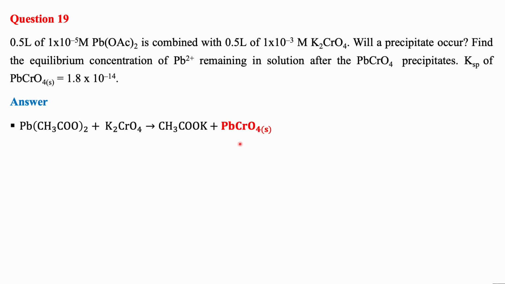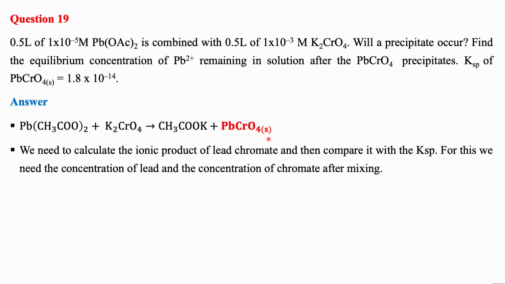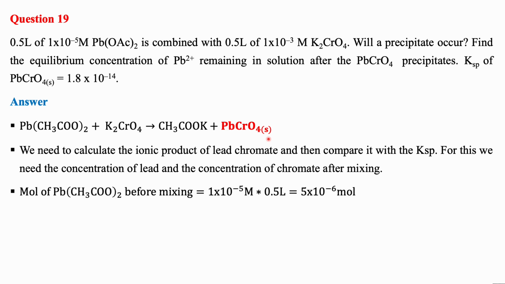So we have this one, lead chromate, the solid which is going to be formed. We need to calculate the ionic product for lead chromate and then compare it with the Ksp. For this, we need the concentration of lead and the concentration of chromate after mixing. So let's determine the concentration.